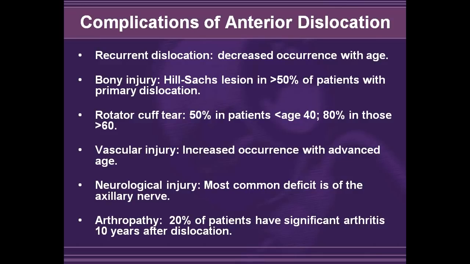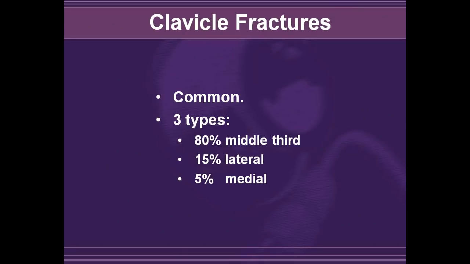50% of patients under 40 years old who have an anterior dislocation may also have a rotator cuff injury at the same time, and this is up to 80% in patients over 60 years old. Vascular injury occurs more often with advanced age, and neurologic injury can also occur, mostly involving the axillary nerve. And 20% of patients may develop significant arthritis 10 years or longer after a primary dislocation.